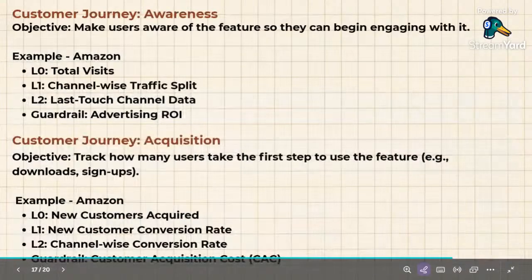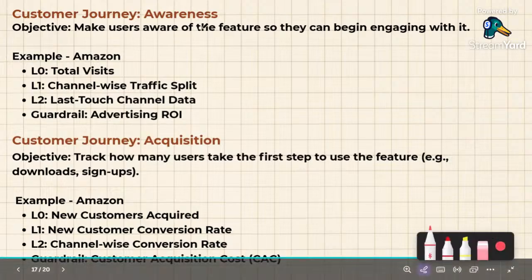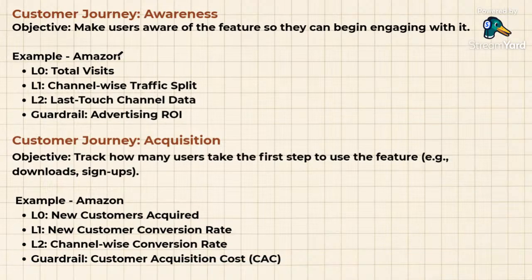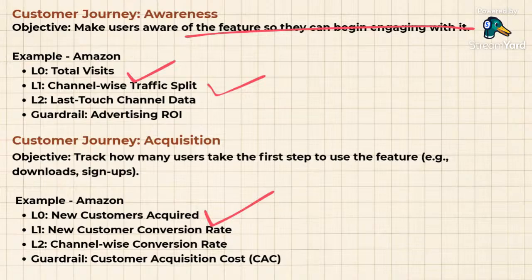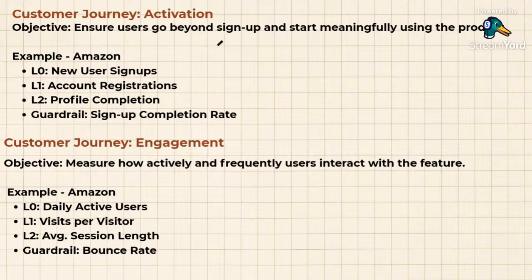For example, these are some of the metrics that we had mentioned. Let's say we are making a feature aware, so it could be the total visits. The L1 metric could be channel-wise, and so on. Then for acquisition, we have new customers acquired, new customer conversion rate, and channel-wise conversion rate. So at the different stages, we try to understand the different metrics associated. These are the different touch points and the metrics associated with them.